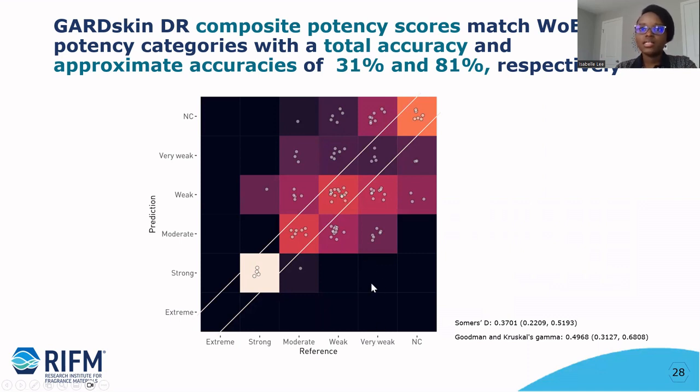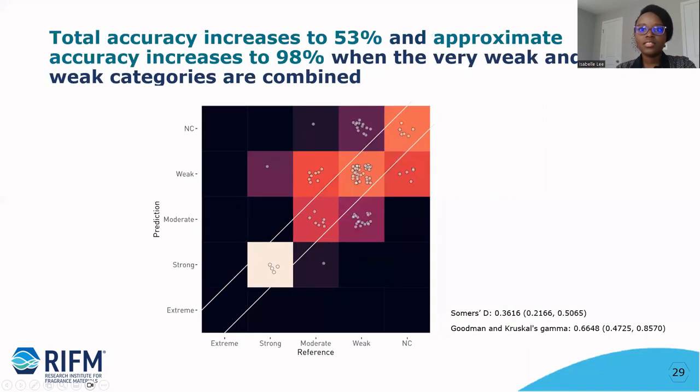However, we also noticed that the very weak range was generally not very well predicted. And we came up with a hypothesis that maybe the guard skin dose response assay is a potency predictor for potency, but the resolution for the current model is not sufficient due to maybe limitations of the reference data set, or maybe the guard skin assay itself.